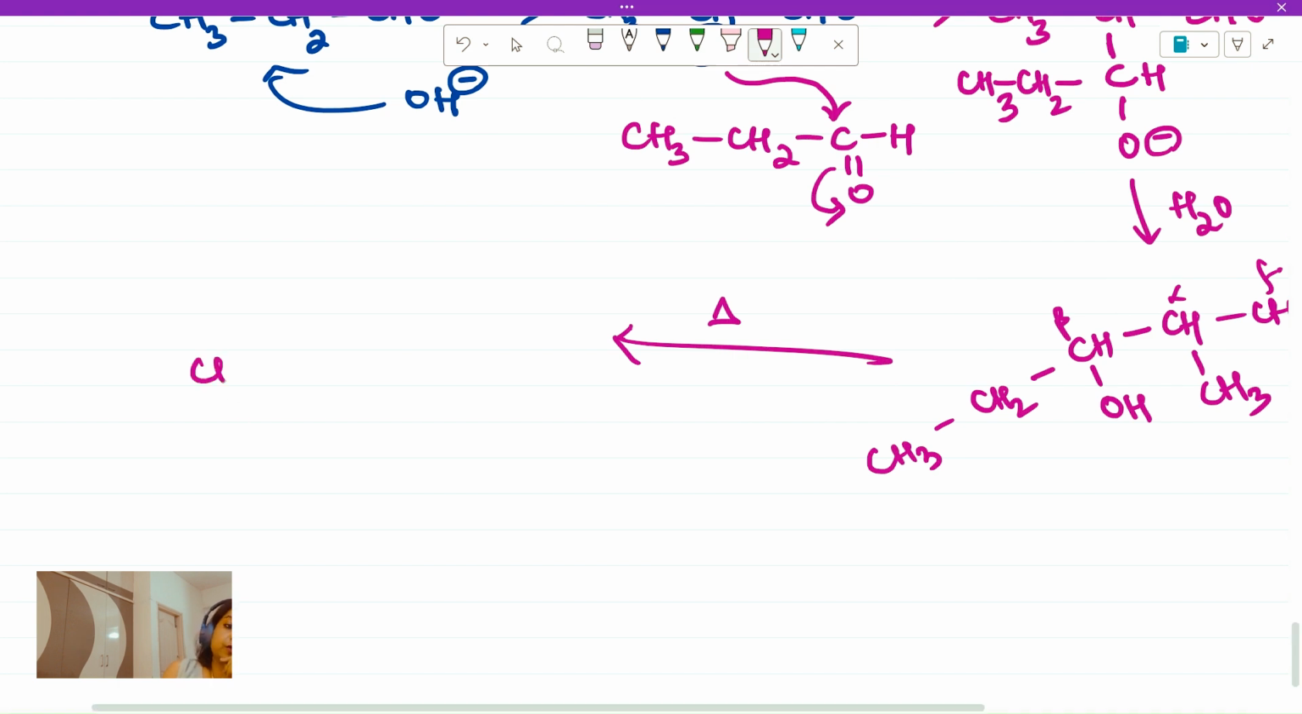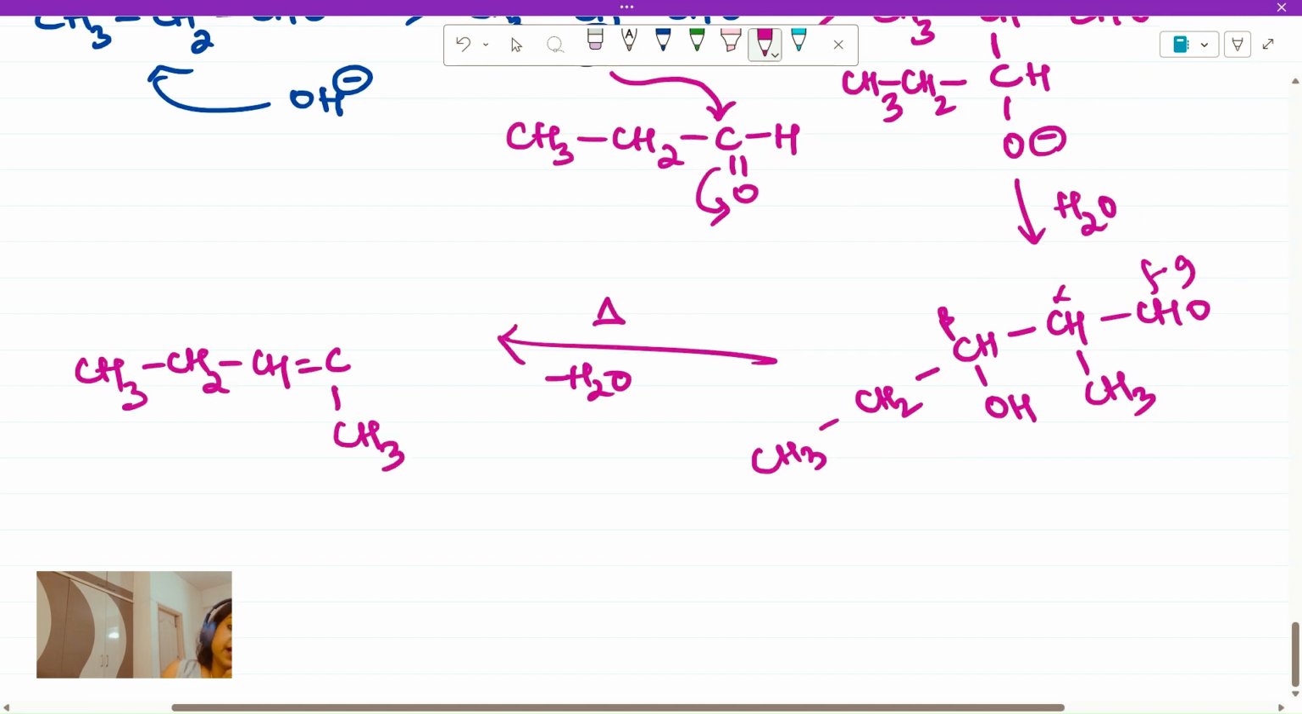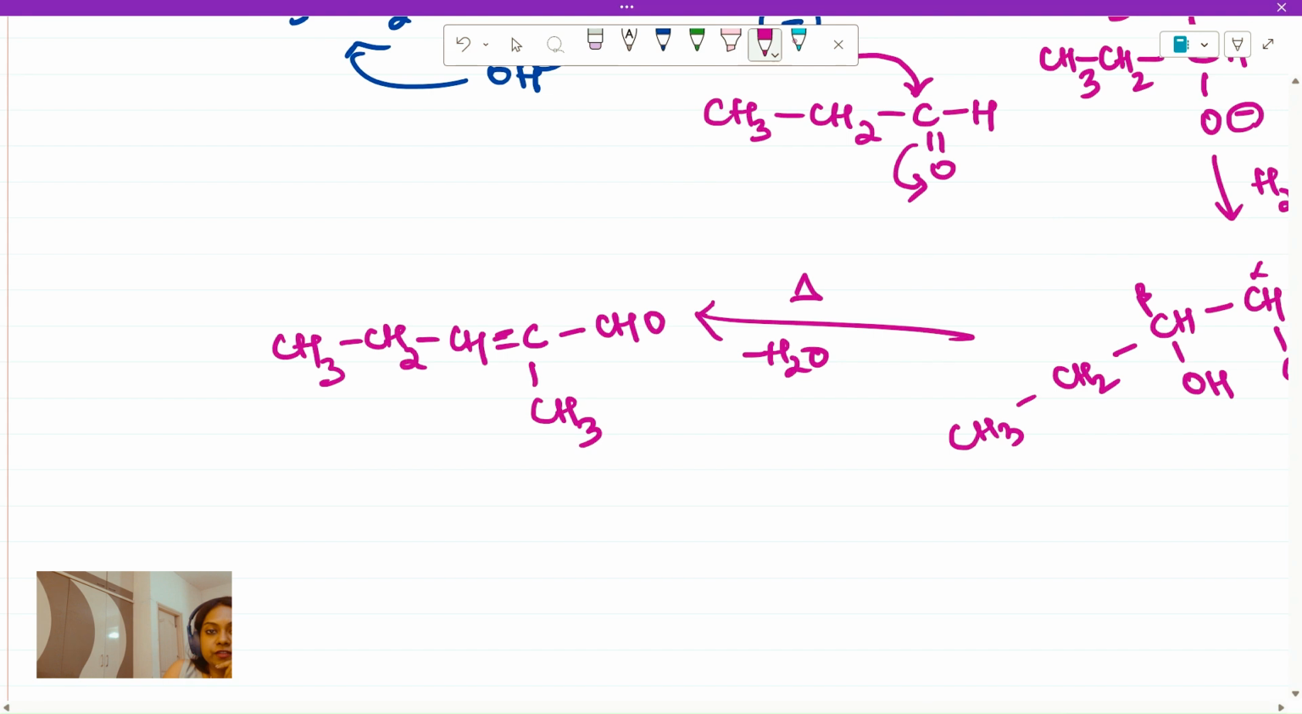It will lose water, minus H2O, and you get... this is getting a bit complicated, and it becomes a very long video. CH double bond CH3, from here one alpha hydrogen will be lost. So you get a double bond here and then CHO. This is the final product. What's the IUPAC name of this molecule?